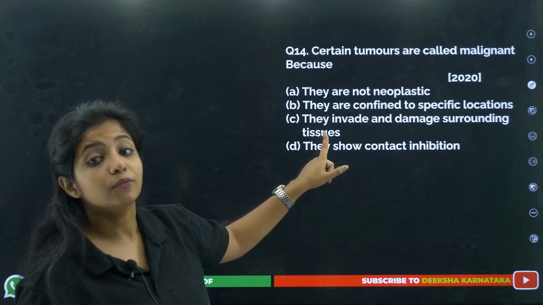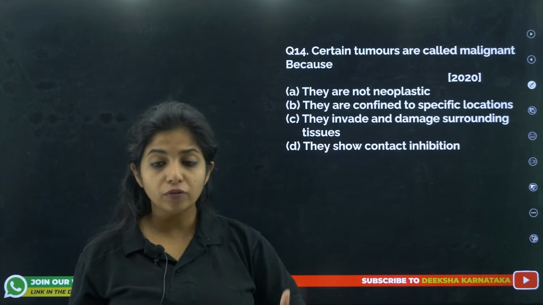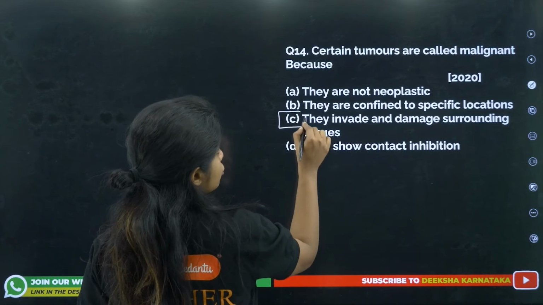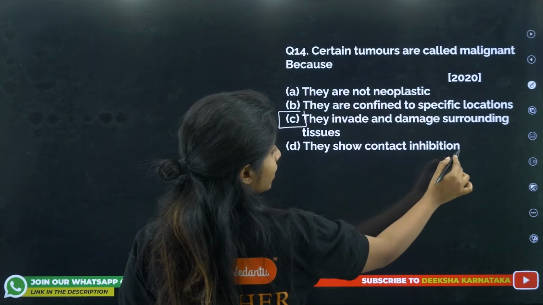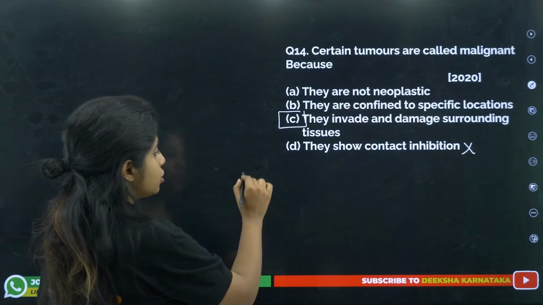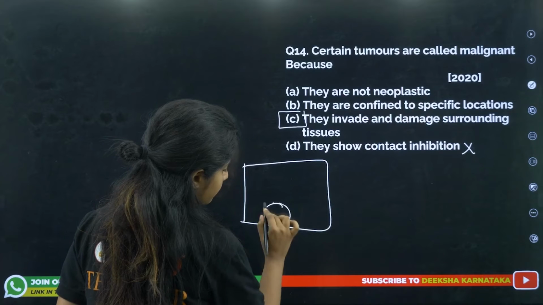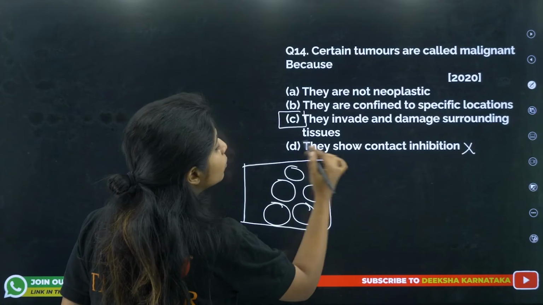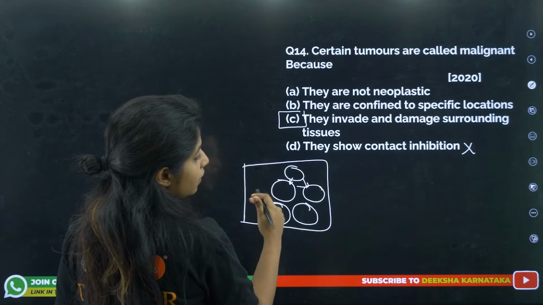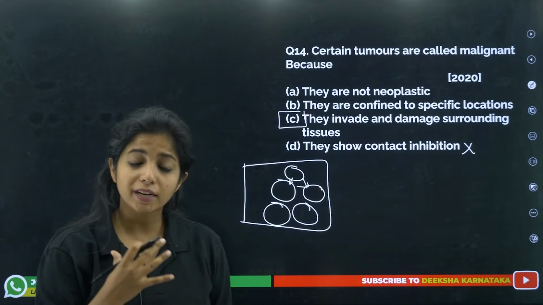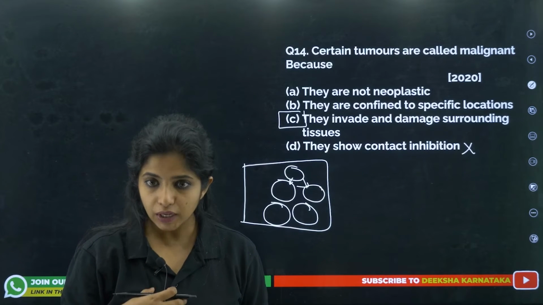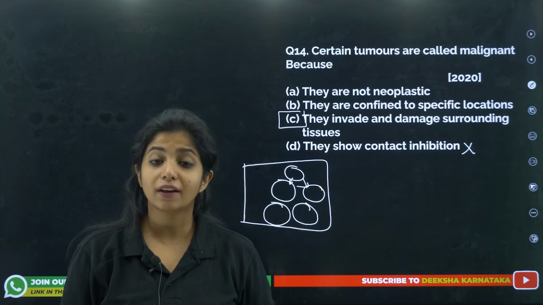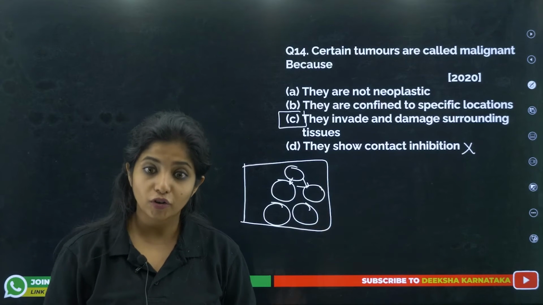What do you call this? You call this metastasis. They are moving around, invading other tissues, damaging all of them. This is known as metastasis, and this is a feature of a malignant tumor. They show contact inhibition. What do you mean by contact inhibition? For example, this is a cell. This cell divides into two. Then this cell also divides into two. Now it won't divide. Once it comes in contact with another cell, it won't be dividing. This is known as contact inhibition. This is shown by our normal cells. But in a cancer cell, you don't find this feature. You say they have lost contact inhibition.